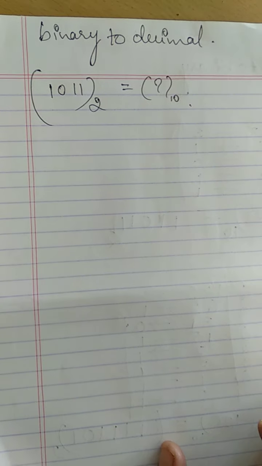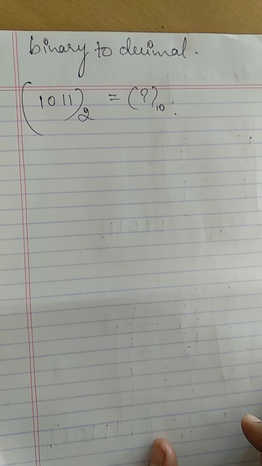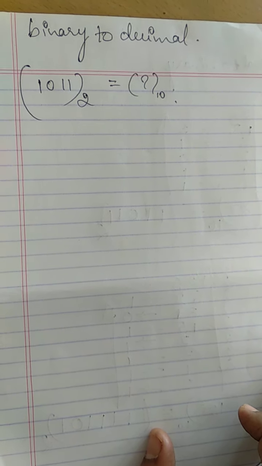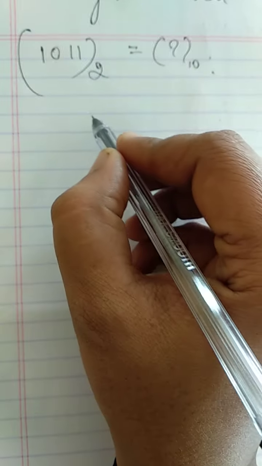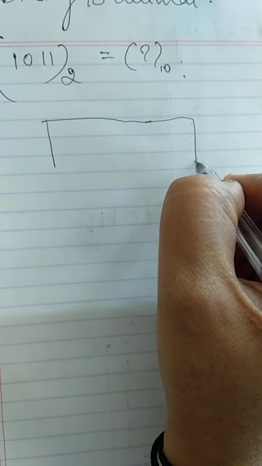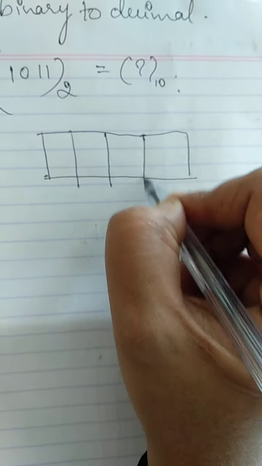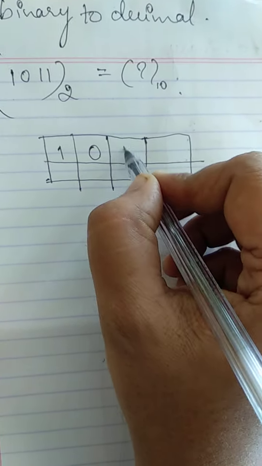While converting binary to decimal, we have to keep in mind that each position of the digit has some weightage value. Those weightage values we are going to write from right to left. So first we'll make a box. So this is 1 0 1 1.